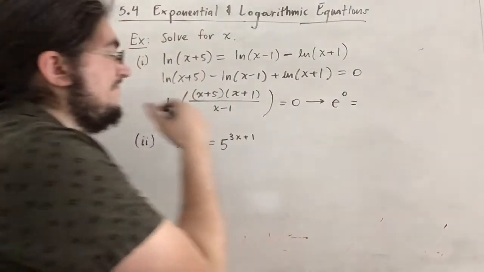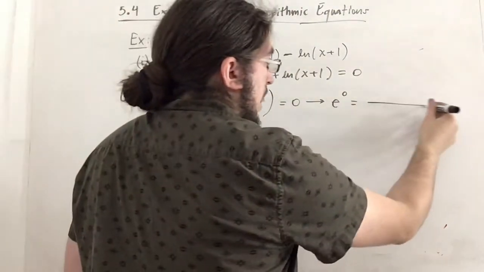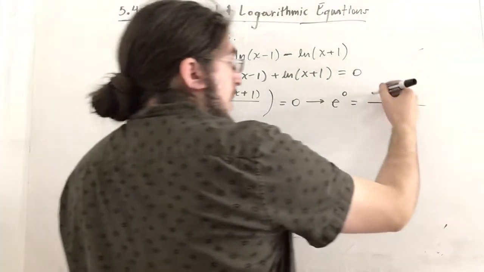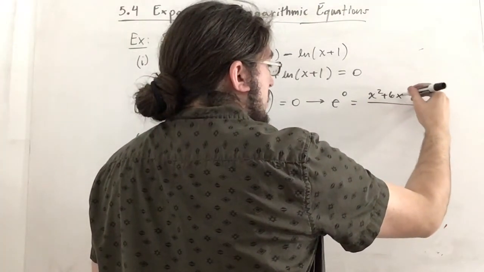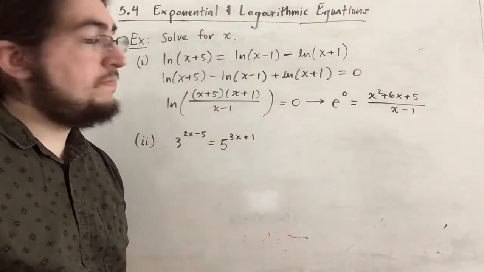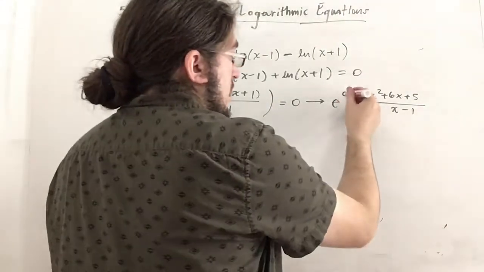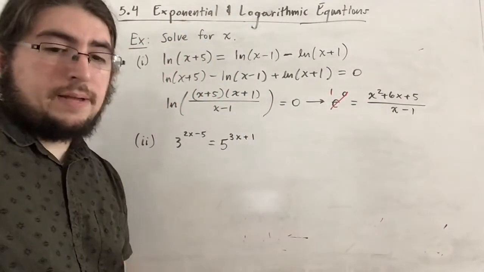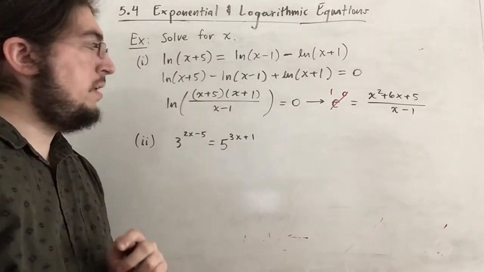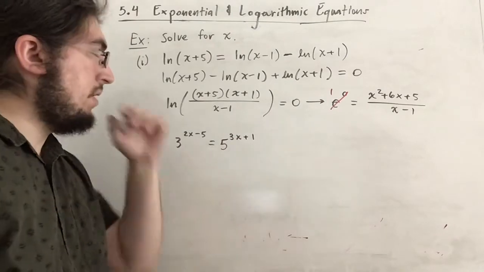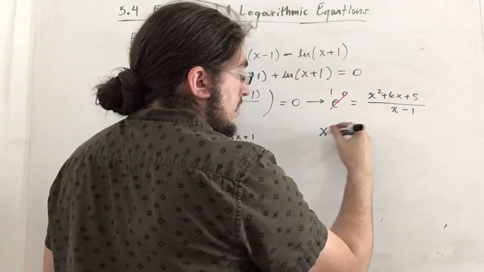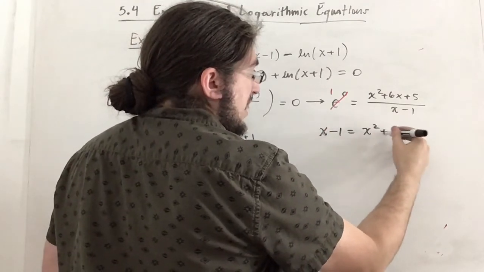Well, here's what I'm going to do. I'm going to FOIL the top just real quickly. So I'll get x squared plus 6x plus 5 over x minus 1. e to the 0 is just 1. So really all we need to do now is cross multiply, move everything to one side because it's quadratic, factor and solve. So again, I may run out of space, but let's see. If you cross multiply, this multiplied to that side is just x minus 1 times 1 is just x minus 1 equals this.